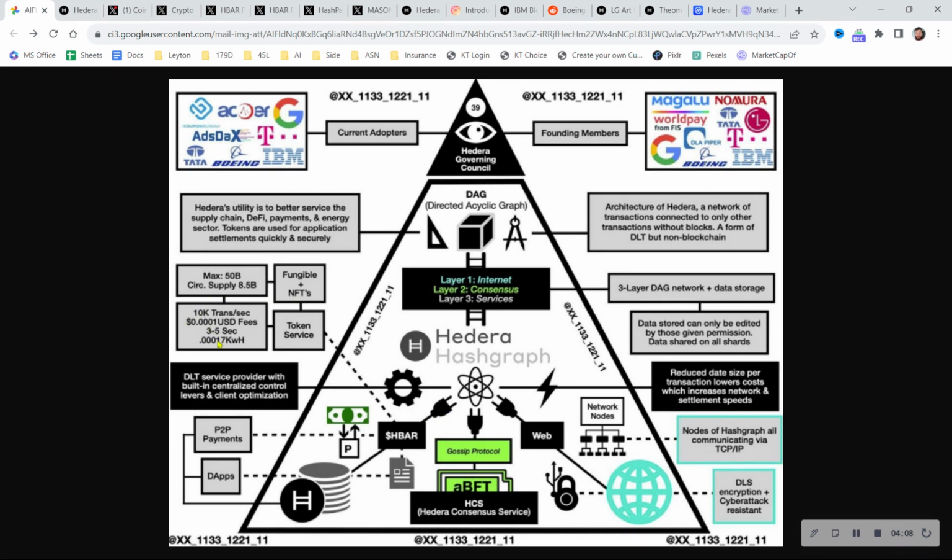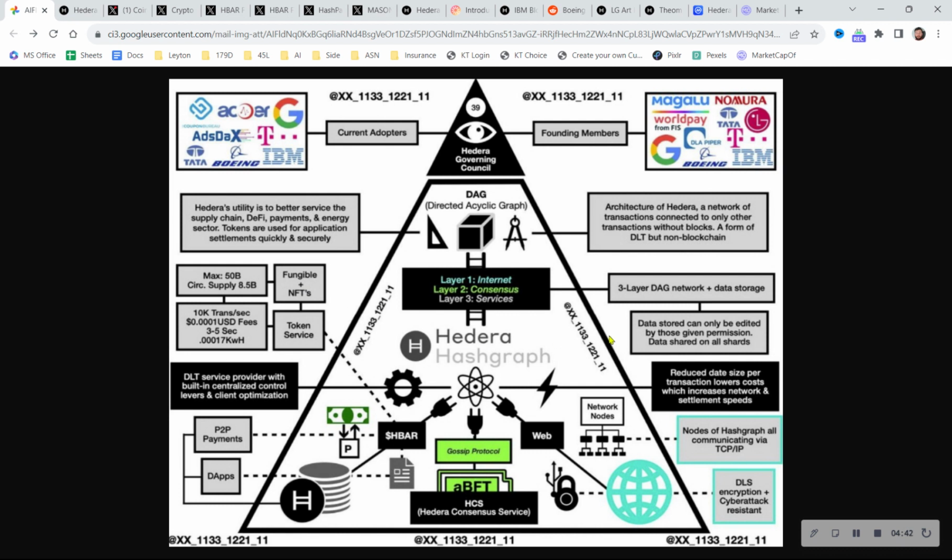Its maximum at this point in time, which was probably a while ago, was 10,000 transactions per second with extremely low fees and a 3 to 5 second settlement time. There are more currency applications, and I believe it also has a pretty extensive NFT network on it right now.